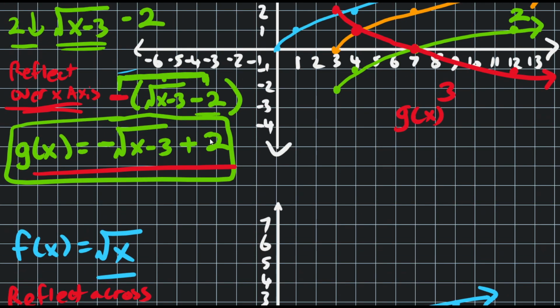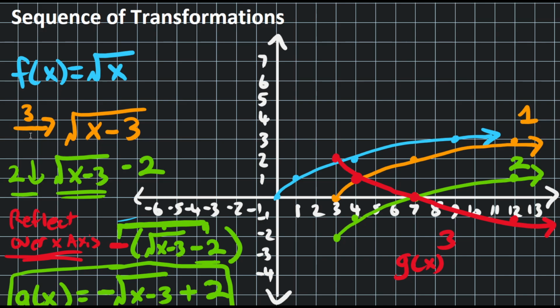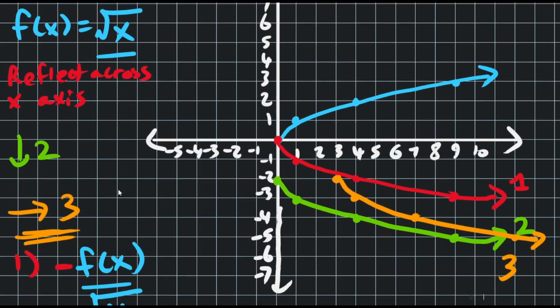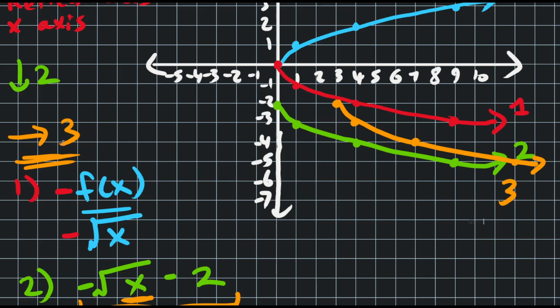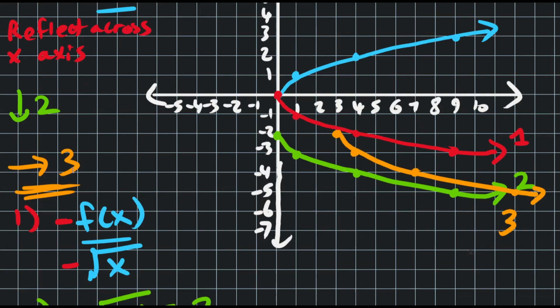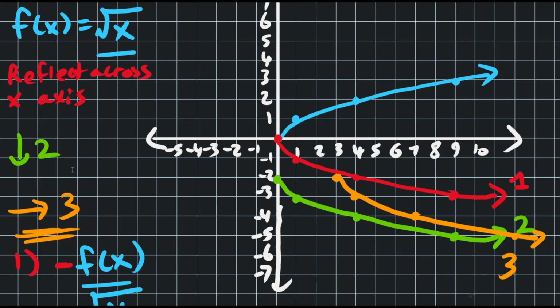That's because first we shifted to the right by 3, then we shifted down by 2, and then we reflected over the x-axis. Because we reversed that in the second graph: first we reflected across the x-axis, then we went down 2, then shifted to the right by 3. We did the same steps, but in a different order. So that's why we got a different result at the end, a different transformed function. So the order in which you do it matters.